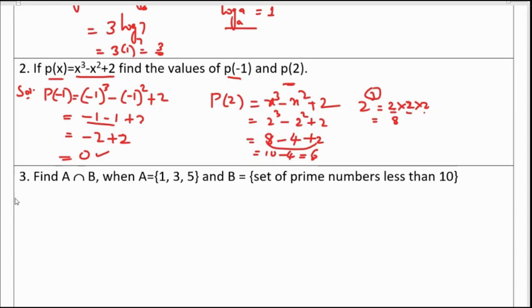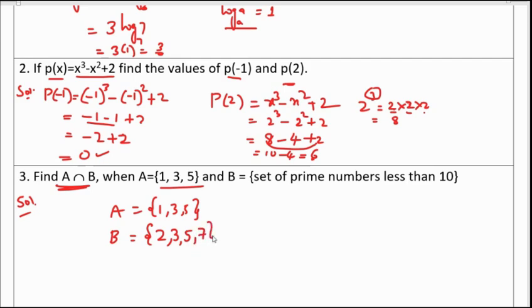Moving on to the third question, find A intersection B. A is given as 1, 3, 5 and B is given as the set of prime numbers less than 10. So we all know the prime numbers less than that: 2, 3, 5 and 7. So A intersection B is the common elements in A and B, which is nothing but 3 and 5.